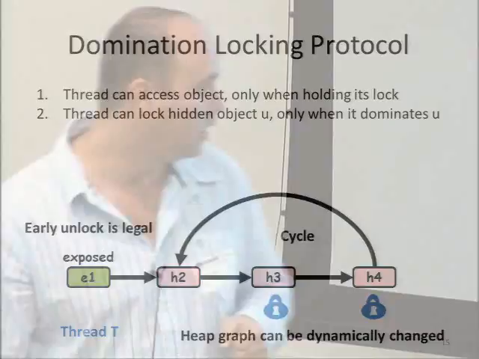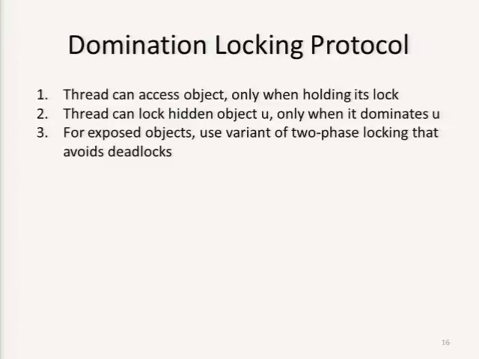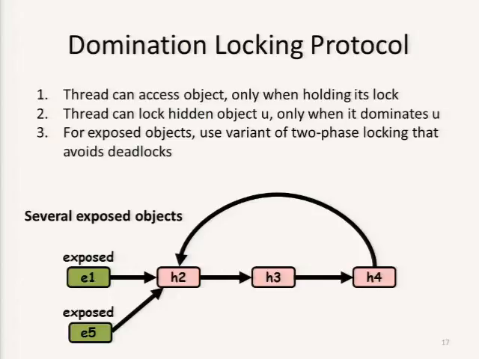The third rule of the domination locking protocol is needed for exposed objects, and for this part, we used a simple variant of two-phase locking that avoids deadlocks. So if we have such kind of data structure, we use a variant of two-phase locking for the exposed objects, and for the hidden objects, we use the first two rules of the domination locking protocol.